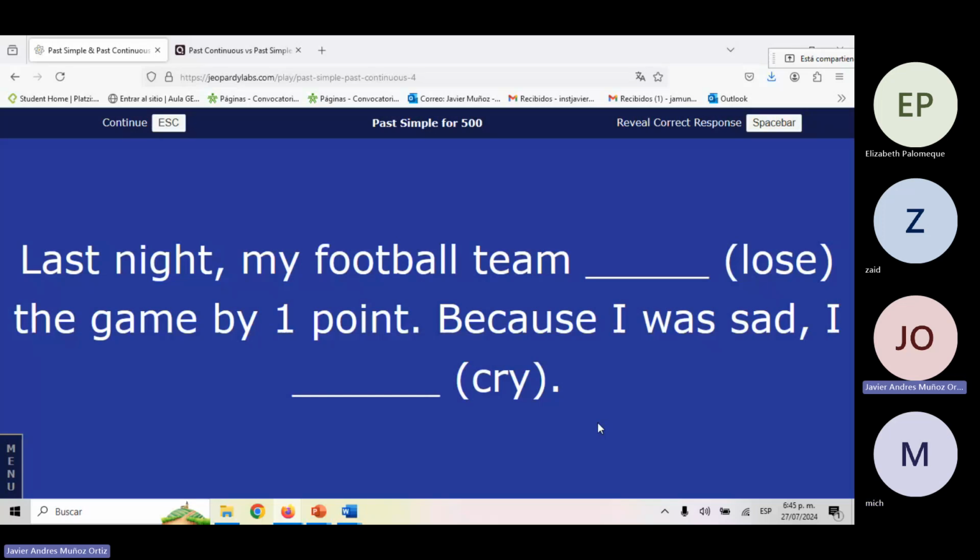Losing. We are using simple past tense, not past progressive tense. Okay. Losing is past continuous, but we are not using past continuous here. One moment.